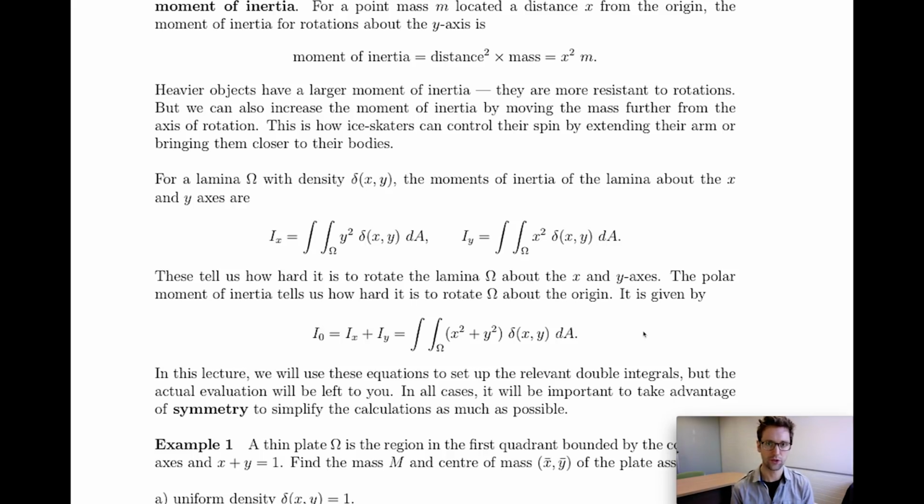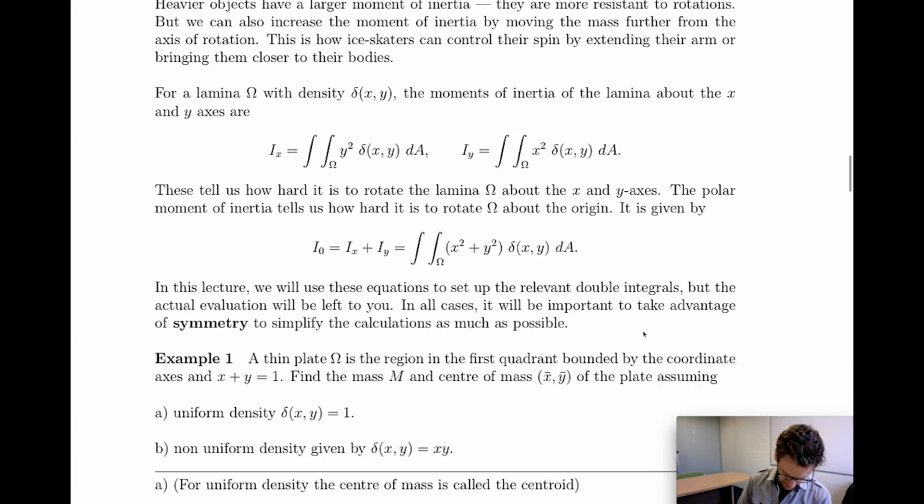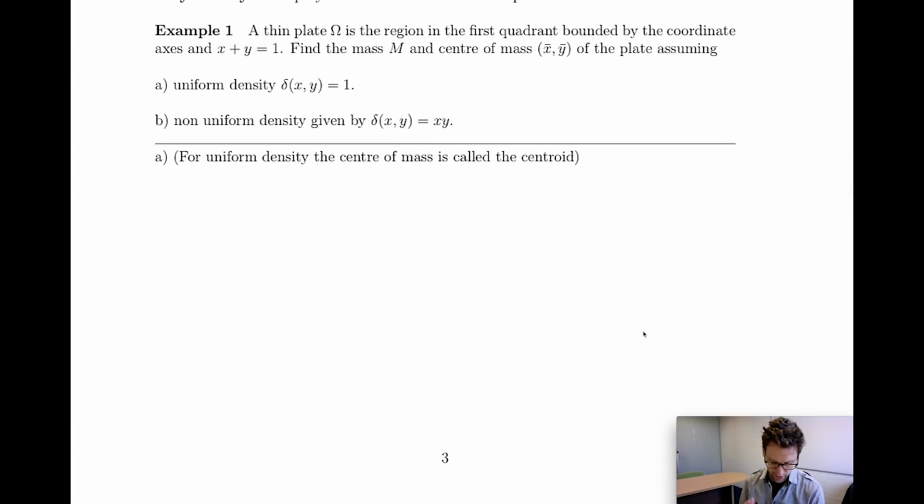Let's try and simplify those integrals. As you're going to see, symmetry is going to be really important in allowing us to do that. So let's try and apply these formulae now. Let's look at an example. So we're looking at, in example 1, a thin plate in the first quadrant that's bounded by the coordinate axes and this line, x plus y equals 1. So we want to find the mass and the center of mass, that is the coordinates x bar and y bar, assuming that either the density is uniform or that we have a non-uniform density. So we're going to do these two one after another.